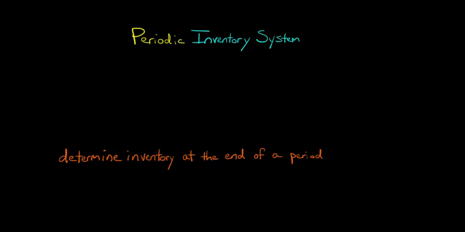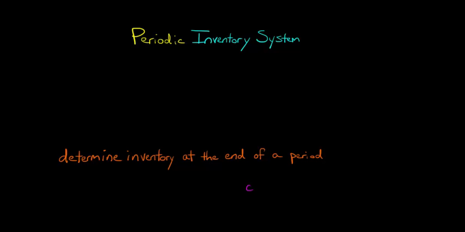In this video, we're going to discuss the periodic inventory system. With the perpetual inventory system, we were continuously updating the inventory account every time that we buy or sell inventory. But with the periodic system, it's different in that we're going to wait till the end of a period, for example, the end of a quarter or the end of a year, and then do a physical count of the inventory to determine what inventory is, and then we can calculate what the cost of goods sold is and so forth.